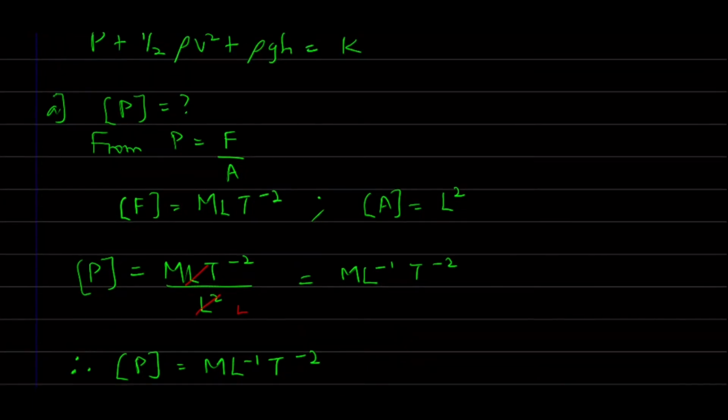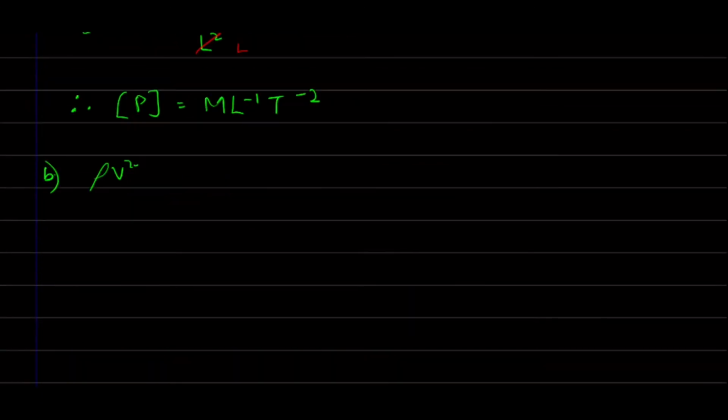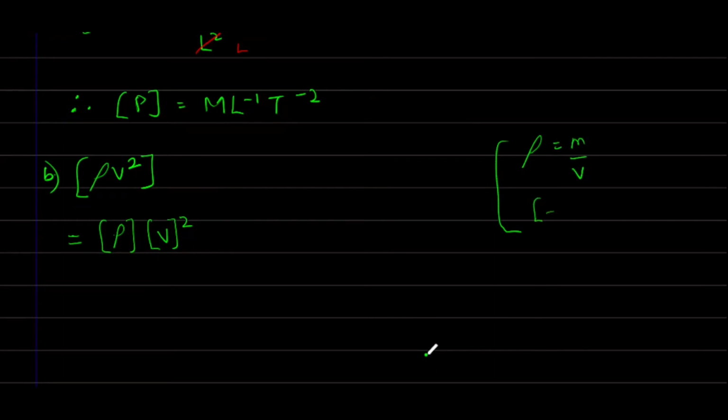Let's look at the dimension of density V square. We can write the equation this way. Now, what is the dimension of density? If we remember that density is mass over volume, its dimension is going to be mass, which is capital letter M, while volume is L cube. So here the density dimension is going to be M L raised to the power minus 3. So we can solve it this way.